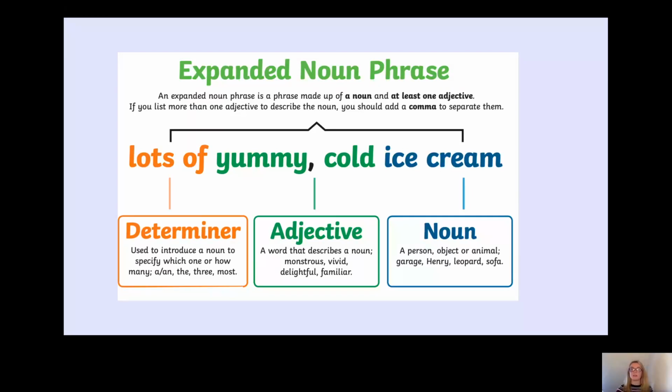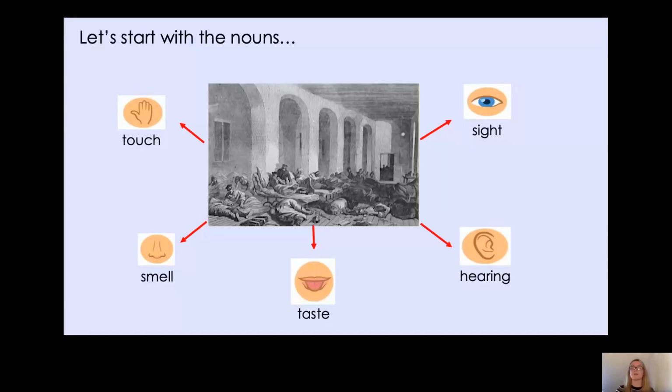Okay, Year 2, so let's move on to today's lesson. Well, I said we were going to be writing expanded noun phrases for the hospital when Florence Nightingale first arrived in Scutari. Well, I don't want to jump straight to expanded noun phrases. I'd like to do it in little steps. So we're going to start with the nouns, and we're going to think of what Florence Nightingale might have seen, what she might have heard, what she might have tasted, smelt, and touched. So we're going to look at sight together, what she might have seen.